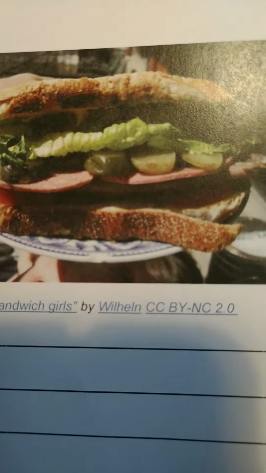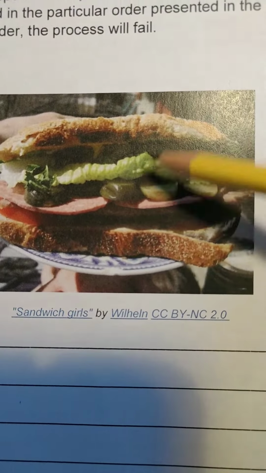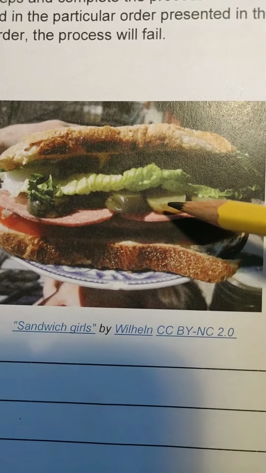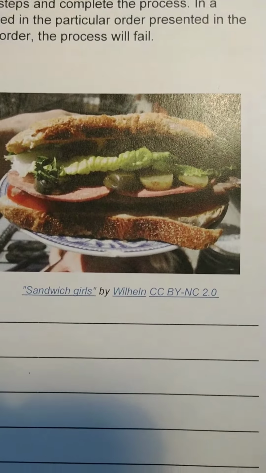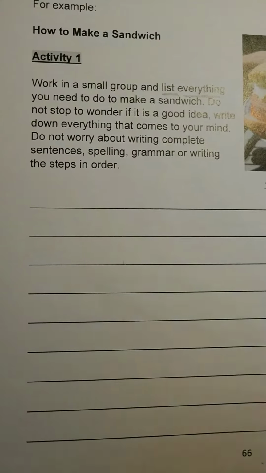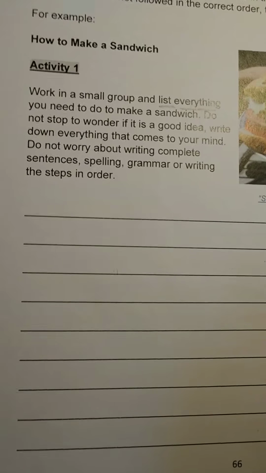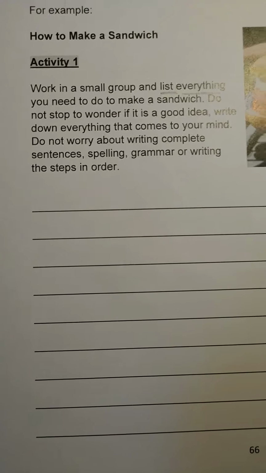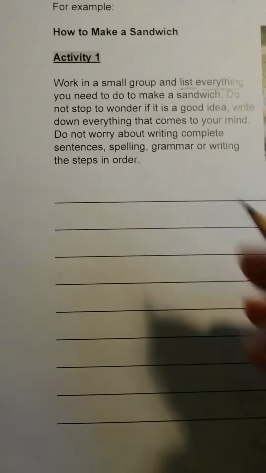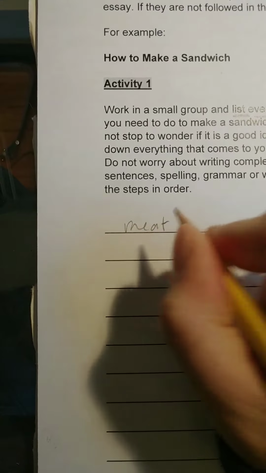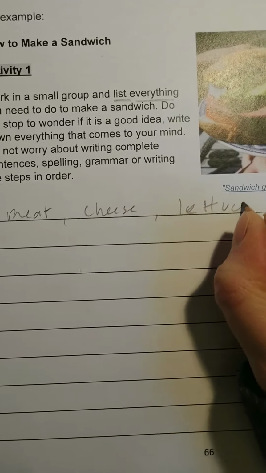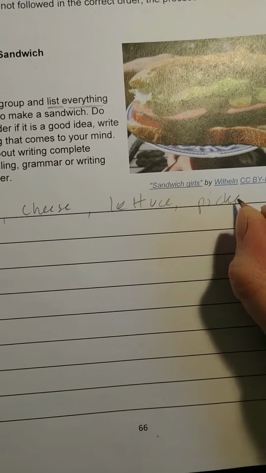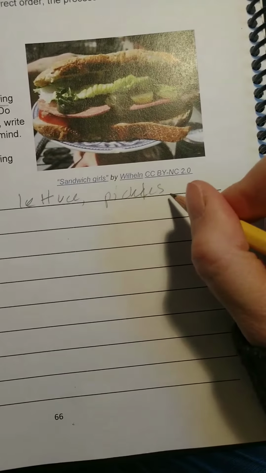And here's the sandwich. I'm just going to look at it real quick before I start. We've got bread, we have meat, we have pickles, we have lettuce. It looks like the bread is toasted to me. And we have a plate. So listing, what I'm going to do is just write really quickly, no complete sentences, just really quickly about how to make a sandwich. So I might start with the first thing that comes to my head: meat, cheese, lettuce, pickles. The first thing that came into my head were the ingredients.